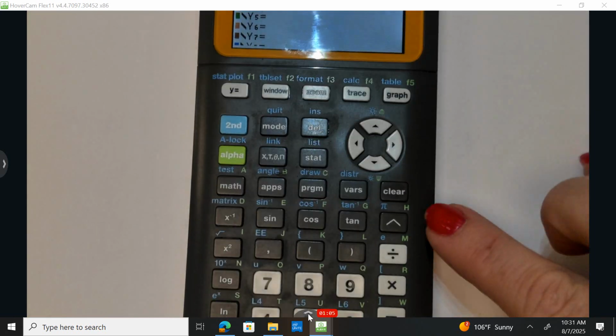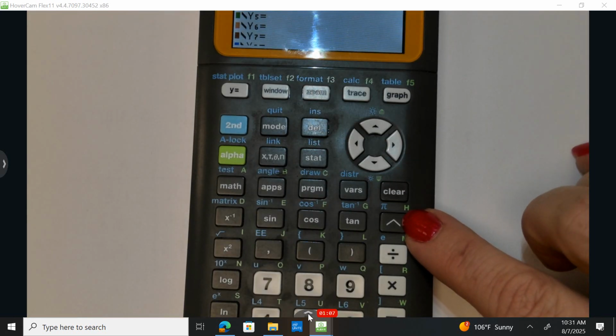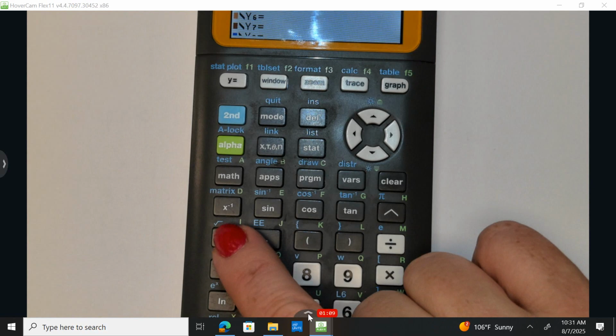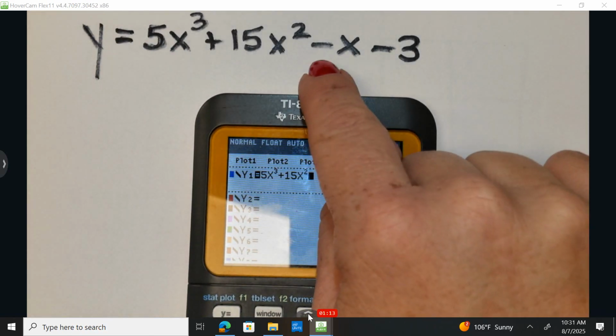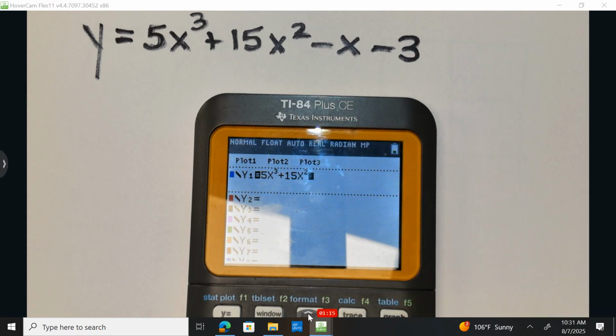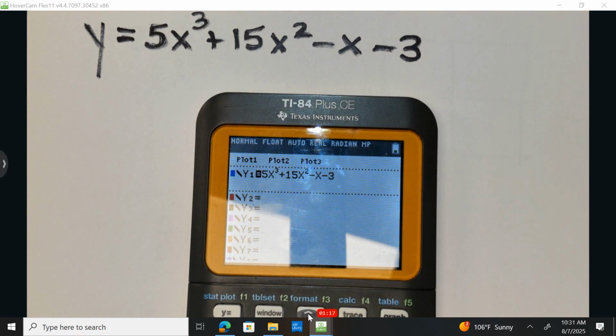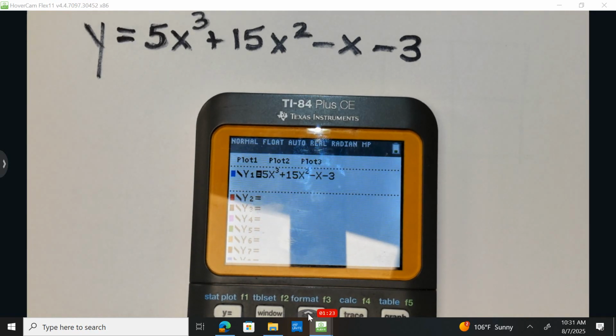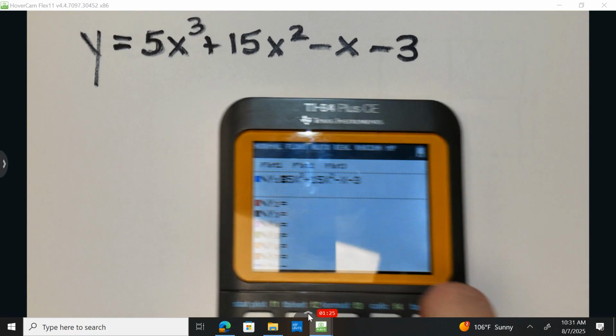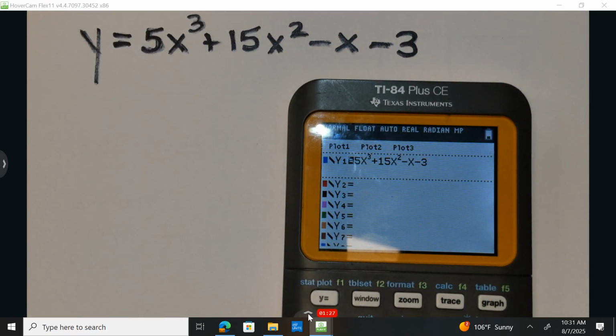Now I could do the same thing. I could use what's called the caret key, or when we use the square, there's a shortcut right here. Here's the square on the left. This is a subtract, not a negative. So subtract x and subtract 3. There's two things we're going to practice with this problem. How do we adjust the window so we can fully see it? And then how do we analyze the problem?